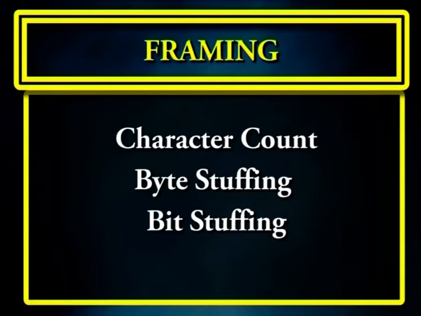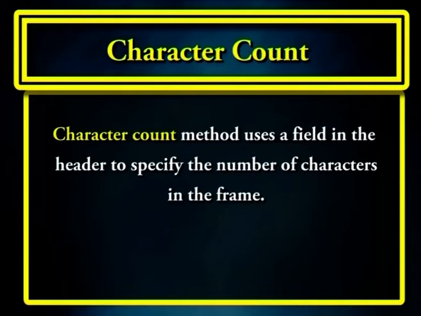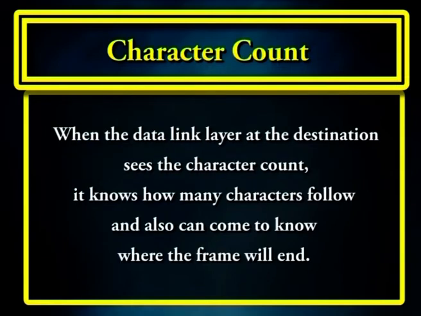Now, what are the methods of framing the bits? There are 3 methods which are commonly used for framing, which are character count, byte stuffing and bit stuffing. The first framing method, that is character count method, uses a field in the header to specify the number of characters in the frame. When the data link layer at the destination sees the character count, it knows how many characters follow and also can come to know where the frame will end.